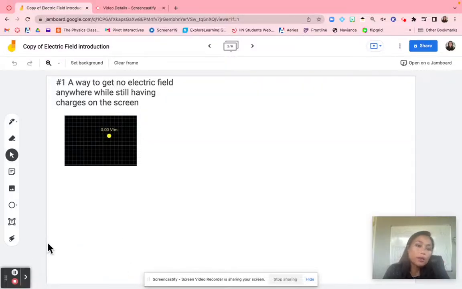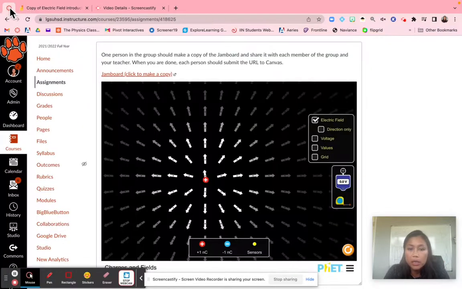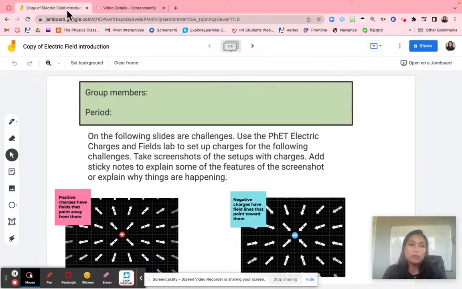Okay, so the other thing that this Jamboard wants you to do is include a sticky note. This sticky note is going to explain some of the features that you put into your activity to complete the challenge that was asked of you, what your thought process was to make the effect that you wanted. So I want to make sure that every slide doesn't just include a screenshot, but your actual reasoning behind why you did what you did.